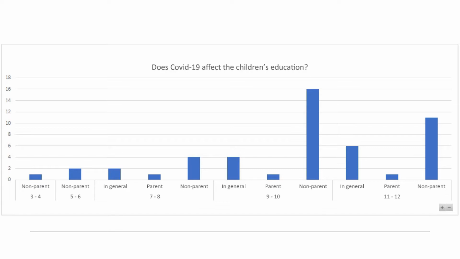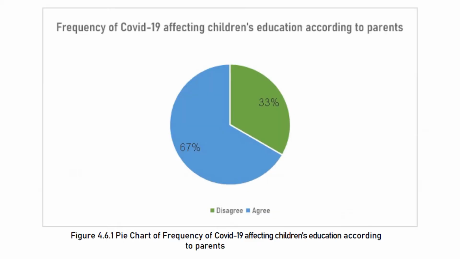Now, we have split the answers from the respondents into three groups. One is in general, one is in parent, and one is non-parent. And these are shown in the graph, and these are split according to the age groups that we have talked about earlier. And here we see a pie chart representation of the same question that we asked earlier. And over here we can see that 67% of parents agree that yes, their children's education are affected due to COVID, while 33% disagree and say that their children's education are not affected due to COVID.